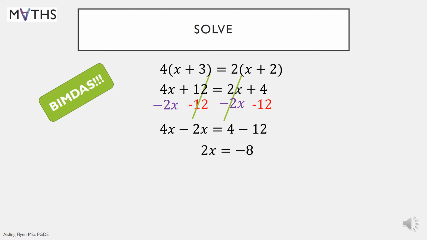Now dividing by what's beside the x, it's called the coefficient, because we want to get 1x equals, so divide by 2 on the left, divide by 2 on the right, so making the same changes left and right, we get 1x, or just x, equals minus 4.